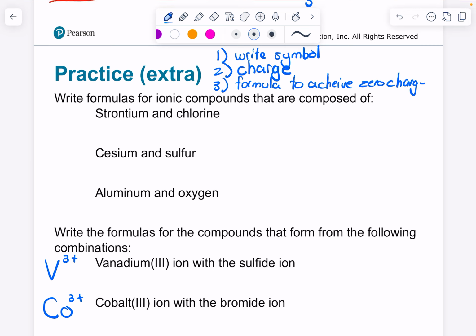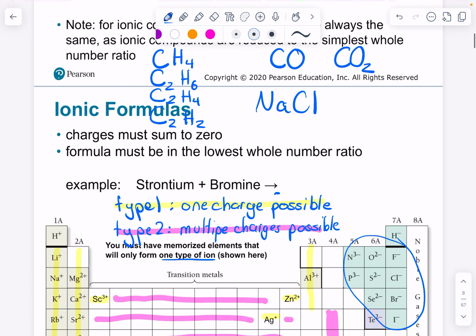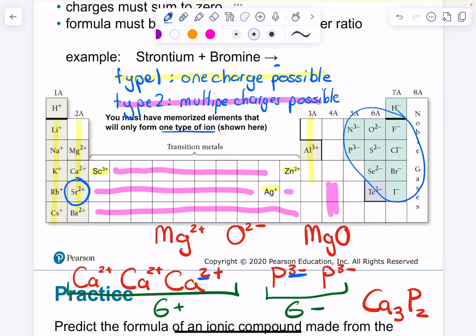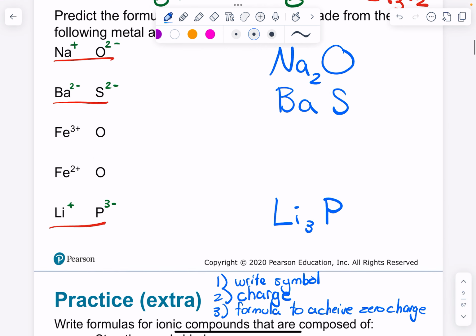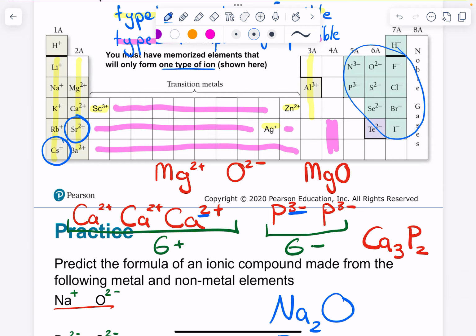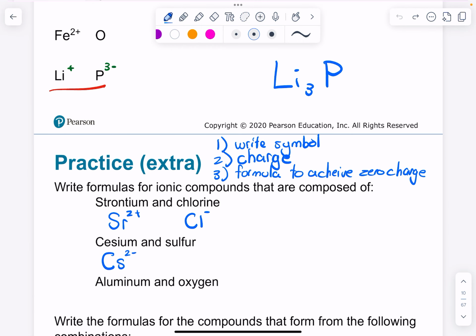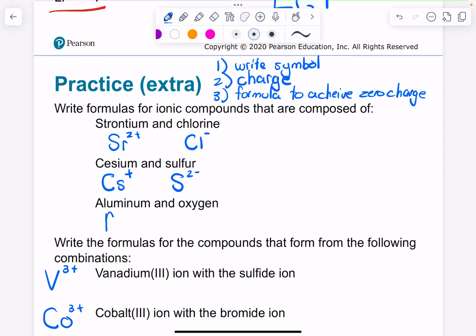So this is like how many of each one do we need so that they balance out to have an overall charge of 0. So strontium, Sr, we'll go back up to strontium's here. So it's a 2+. Chlorine is a -1. Okay. Cesium is a 1+. Sorry, it's a 1+. And sulfur is 2-. Aluminum is 3+. And oxygen's 2-.